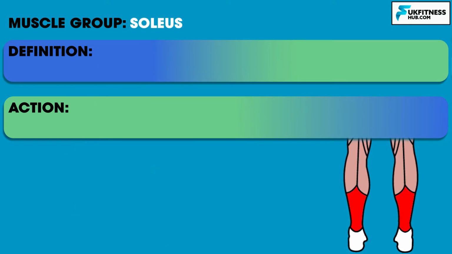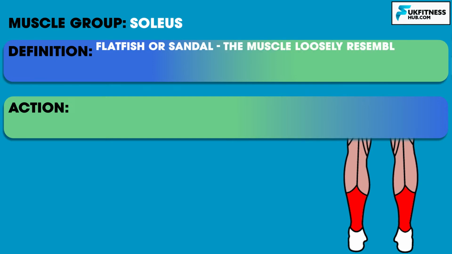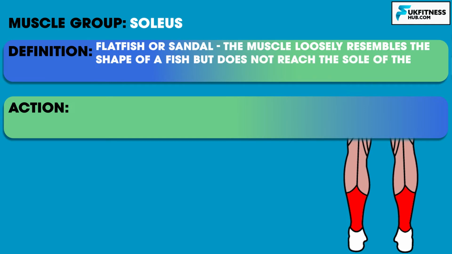Next, we have the soleus. The Latin meaning of solea is flatfish or sandal. Not the easiest to remember, right? How I remember this one is to think of the muscle loosely resembling the shape of a fish and thinking that it doesn't reach the sole of the foot, hence flatfish and sandal.